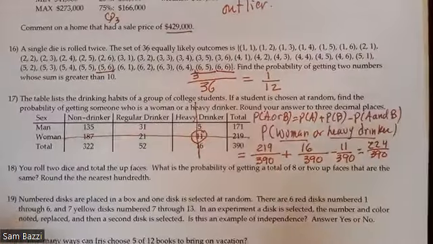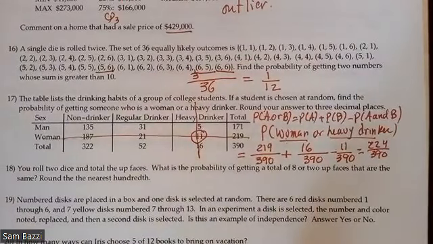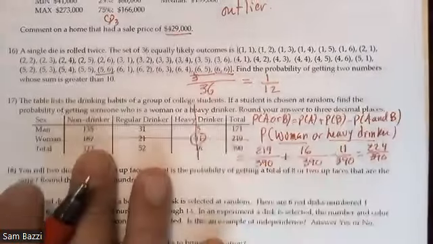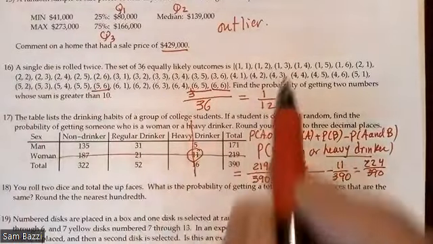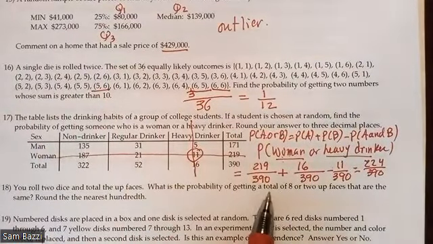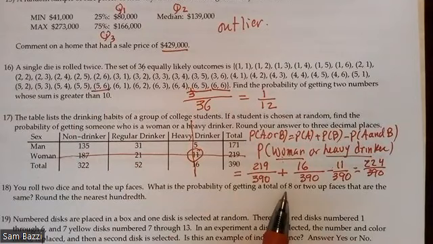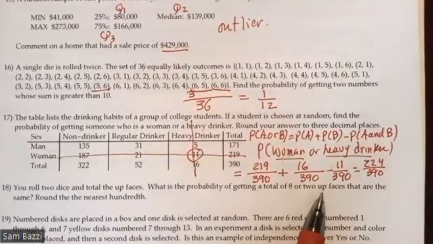18. You roll 2 dice and total up the faces. What is the probability of getting a total of 8 or 2 up faces that are the same? Okay, round to the nearest 100. You already have the data, guys. I already have the list. He wants getting a total of 8 or 2 up faces that are the same.